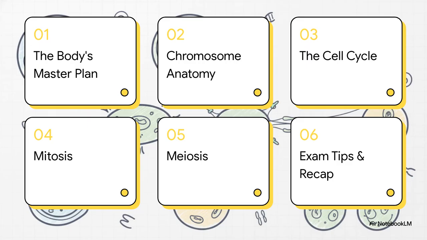Here is our roadmap for today. First, the body's master plan. Second, anatomy of a chromosome. Third, the cell cycle explained. Fourth, mitosis, the perfect photocopy. Fifth, meiosis and genetic diversity. And finally, some crucial exam tips and a recap.